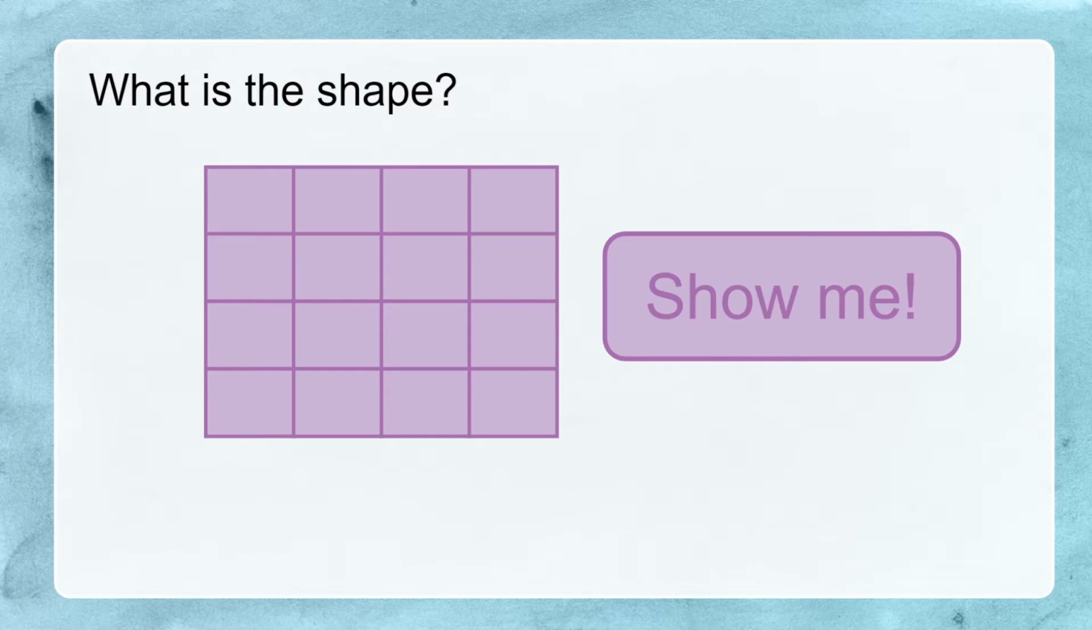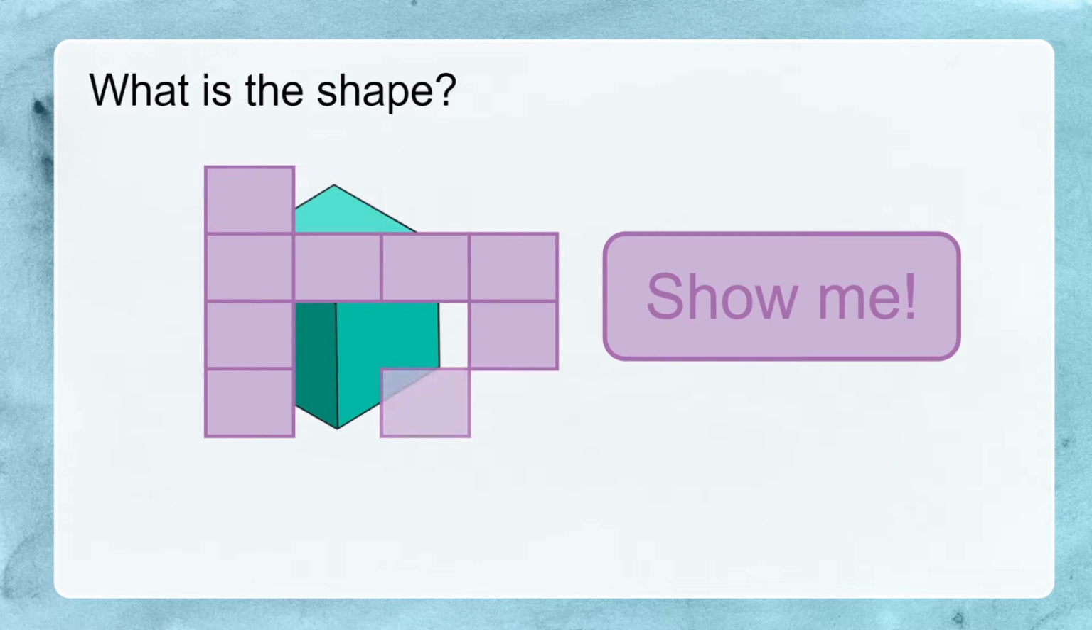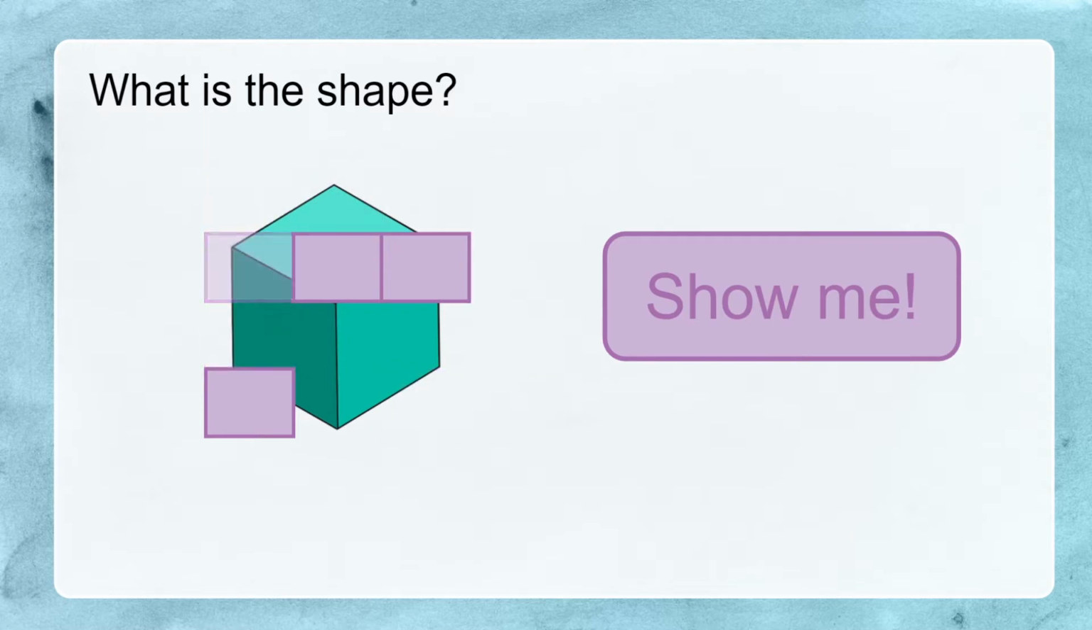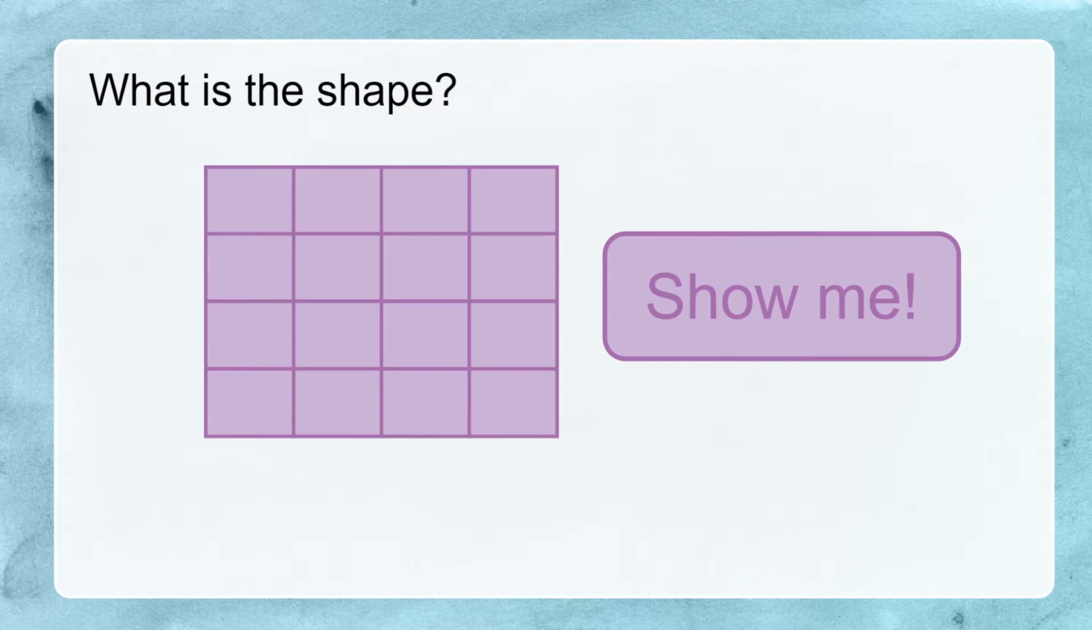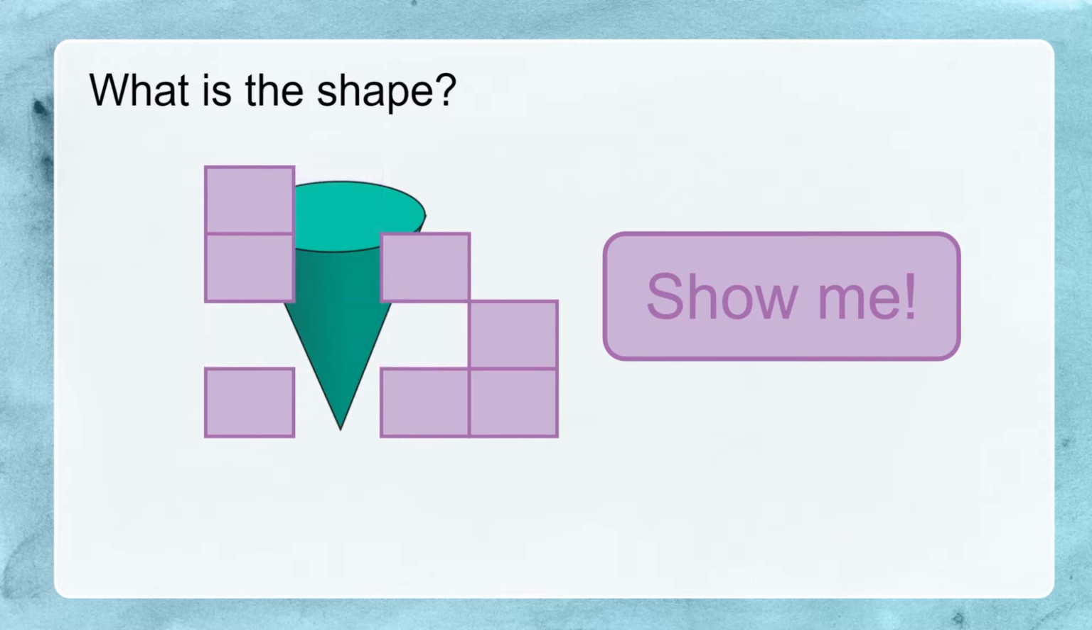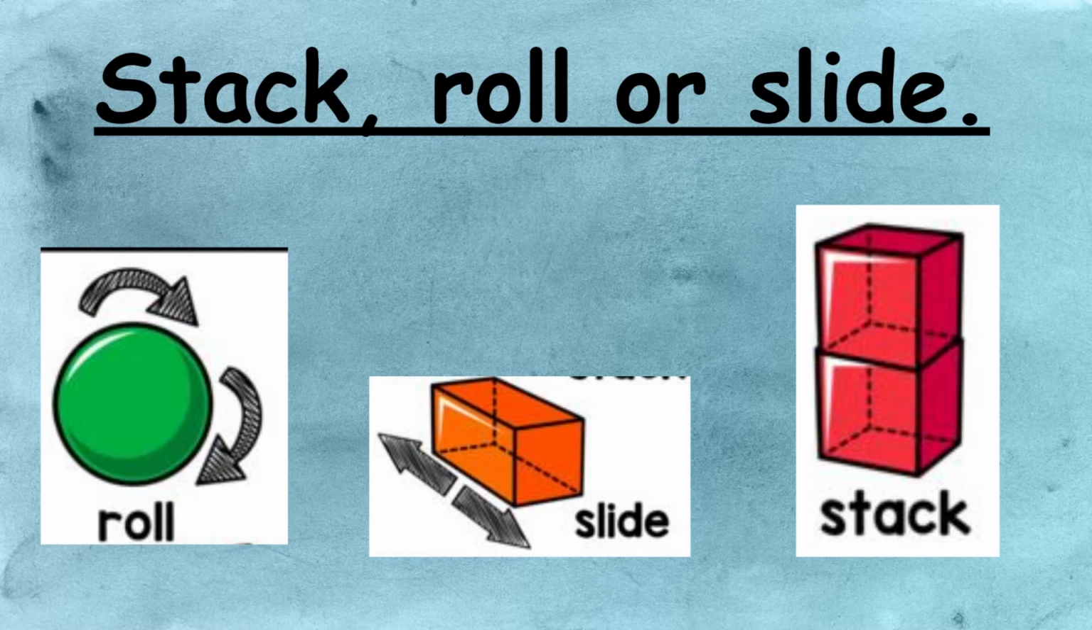Next one. What shape is this? Can you make a guess? Yes, perfect. It's a cube. Next. What shape is it? Can you make a guess now? Good job. It's a cone. Next one. Now let's learn more.